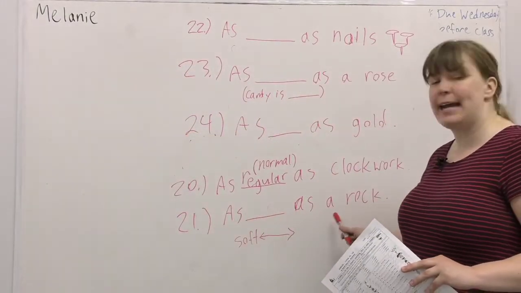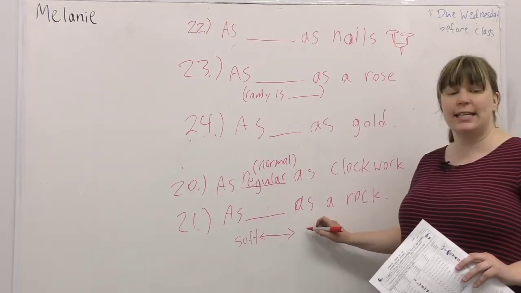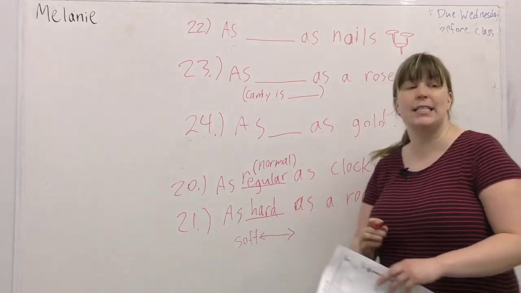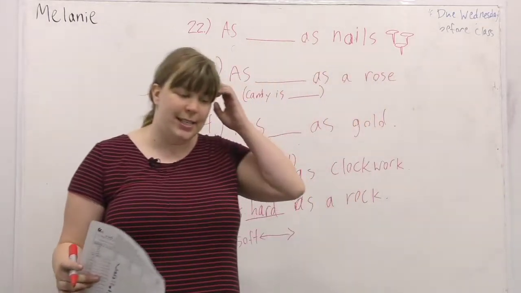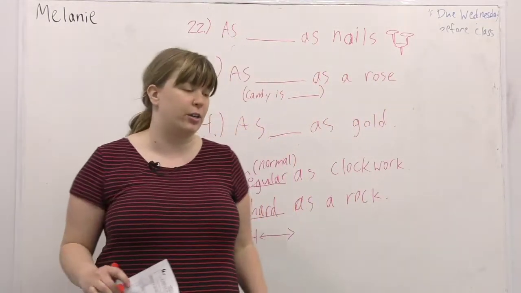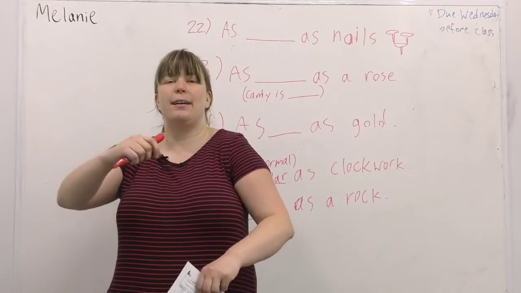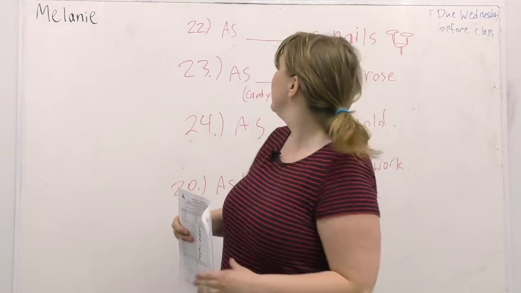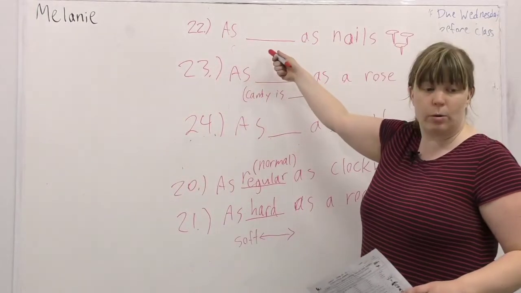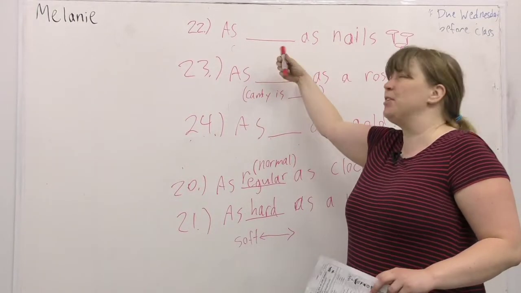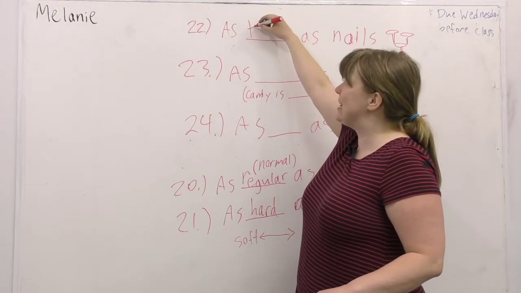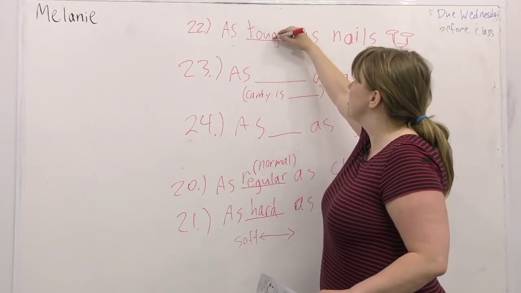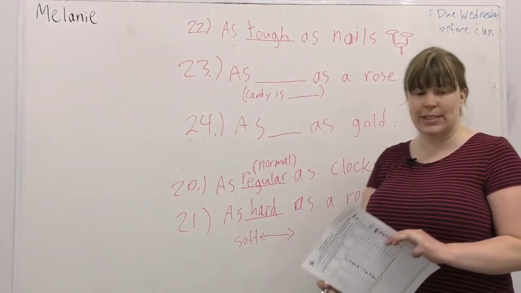And 21, the opposite of soft is, yes, I see someone wrote hard. Thank you very much. As hard as a rock. This table is as hard as a rock. My muscles are not as hard as a rock. They are soft. Okay, 22. No guesses, even though we did this earlier. Starts with a T. Tough. Good try, guys. As tough as nails.